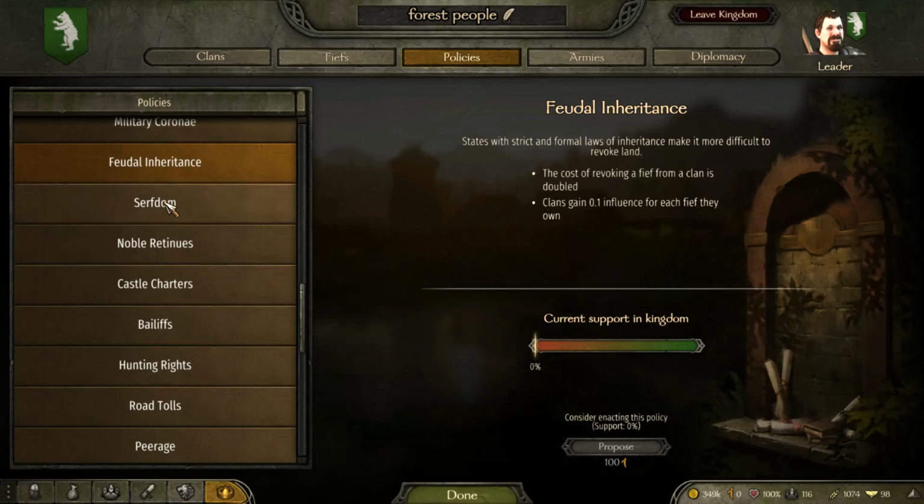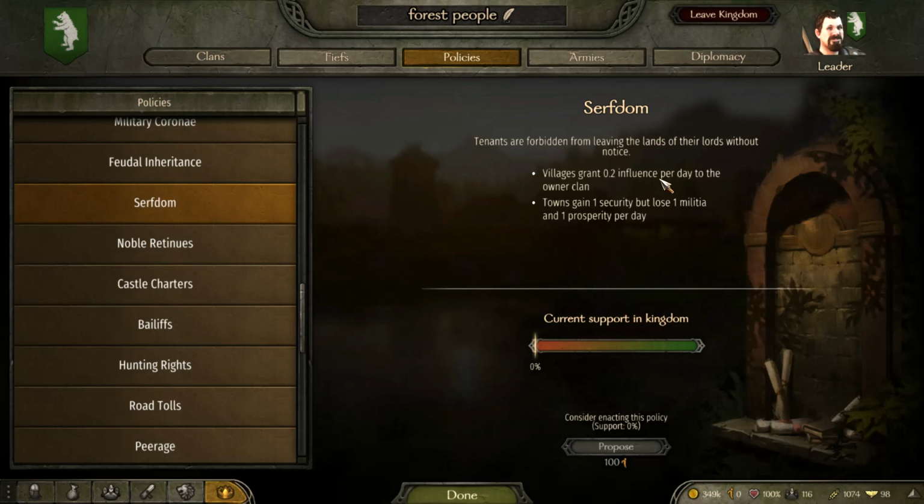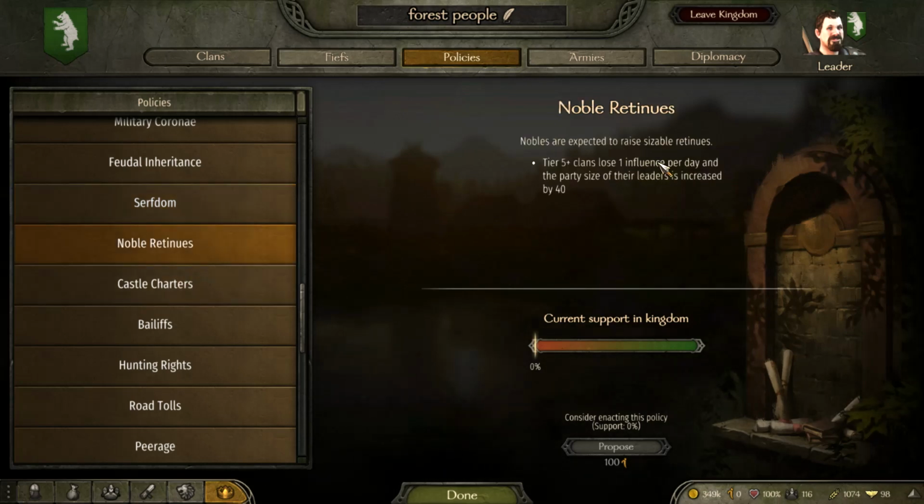If they do, serfdom. Villagers grant 0.2 influence per day to the owning clan. Not bad. Towns gain 1 security but lose 1 militia and prosperity. So I'd avoid that altogether. Your militia you could probably live with, but losing prosperity, no. You want to avoid that as much as possible.